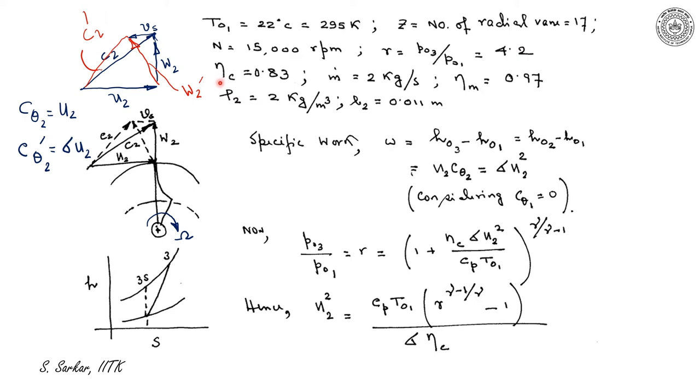Isentropic efficiency, eta C, is equal to 0.83. M dot, the mass flow rate through the machine, is 2 kg per second. Mechanical efficiency, eta M, is equal to 0.97. Rho 2, the density of air at exit, is equal to 2 kg per meter cube. B2, the width of the impeller at exit, is 0.011 meter.